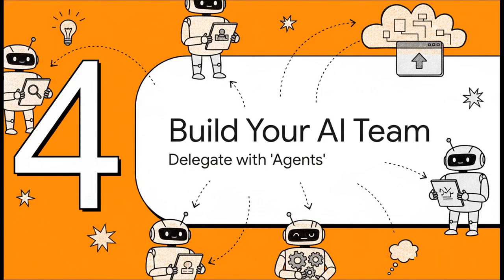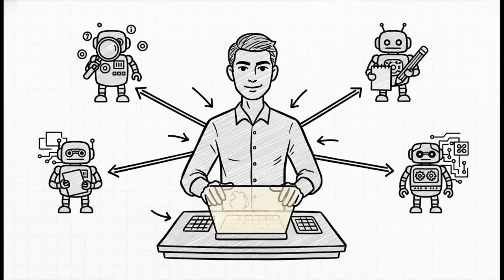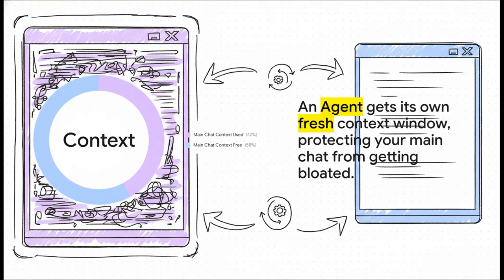Okay, a perfect memory is awesome, but that's just the beginning. The next level is actually building your own AI team by delegating tasks to things called agents. So what in the world is an agent? Well, think of it like hiring a specialist. It's a fresh AI assistant that you spin up for one specific task. You're not just chatting with one AI anymore. You're basically the manager of a whole team of them. So why is this so useful? Just look at this. As your main conversation goes on, its memory, the context window, starts to fill up. But when you give a task to a new agent, it gets its own, completely fresh, 100% available context window. This is huge because it protects your main chat from getting bloated and confused.